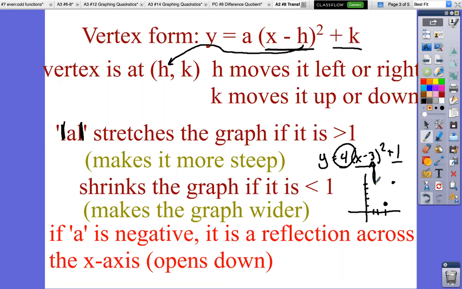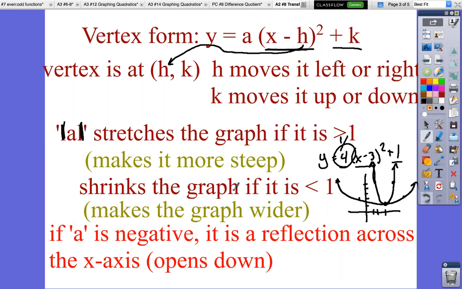Oops, that's a terrible line. And it's not a V, now it's a U. If this were a 1/4, then for it to go up 1, it's got to go over 4. And it's going to be a really wide U. Okay, so that's what I mean. If it's shrunk or compressed, it's going to be much wider.